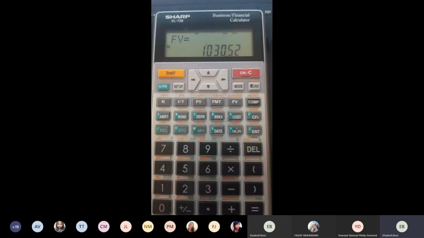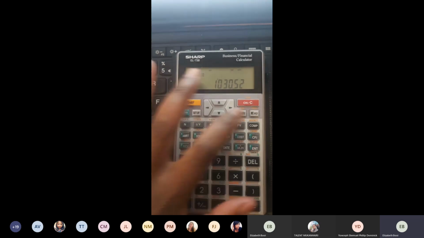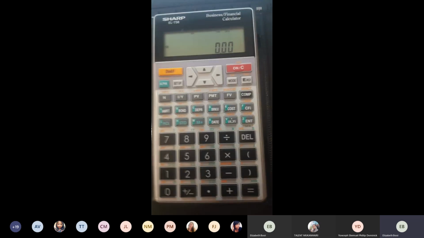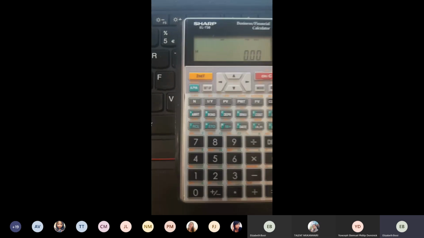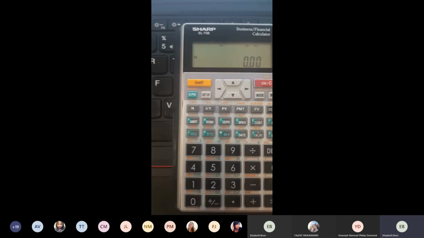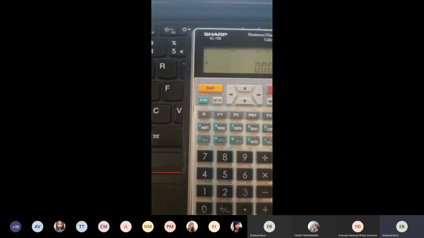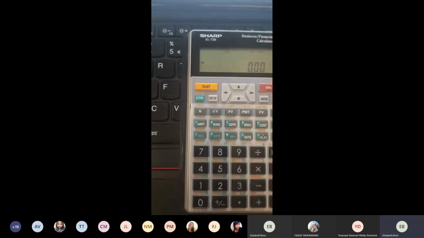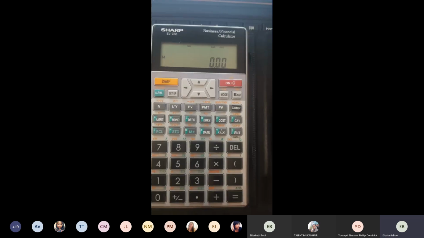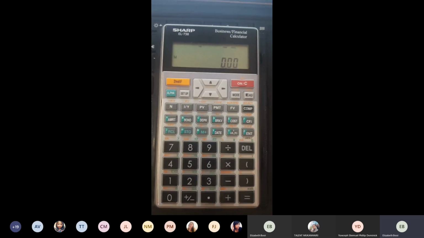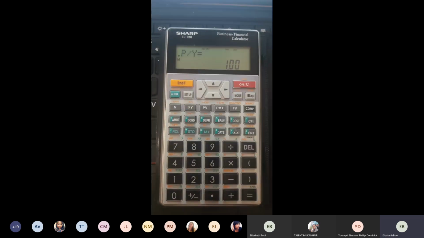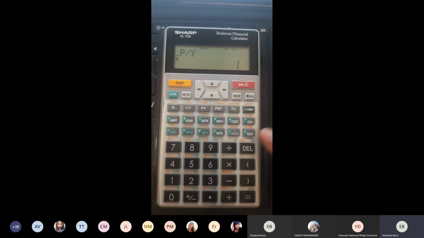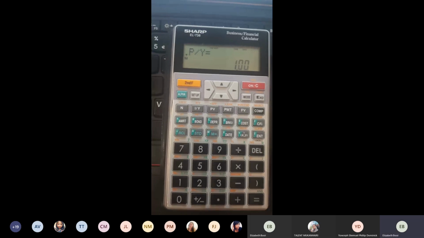And for those who still want me to repeat, we can repeat that. We go second function CA, and we clear our calculator of any stored values. You always have to start with that, because if you don't, you will be using the old information on your calculator. Then we are ready to capture our compounding period. Second function, I and Y, which is P/Y, 1, and then you press enter. And I have my compounding period.